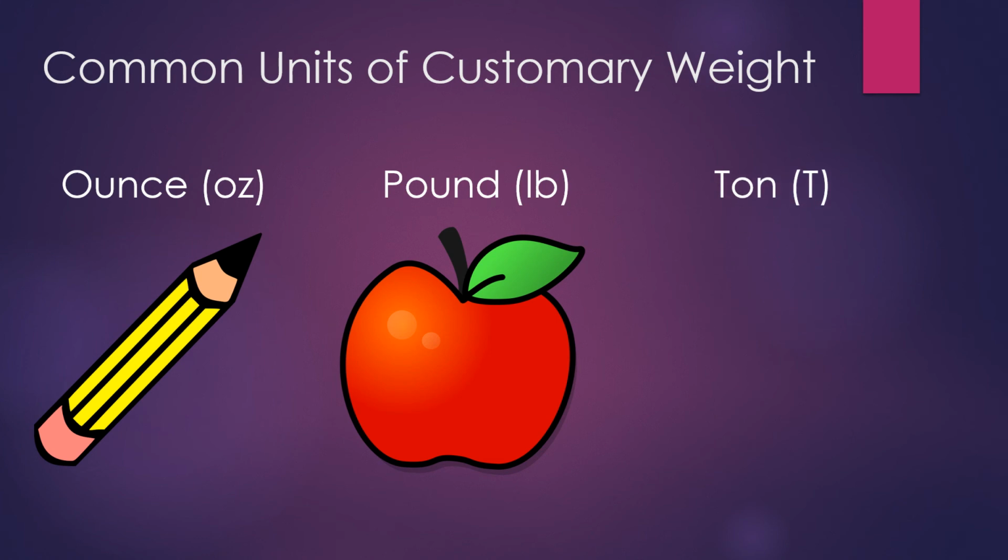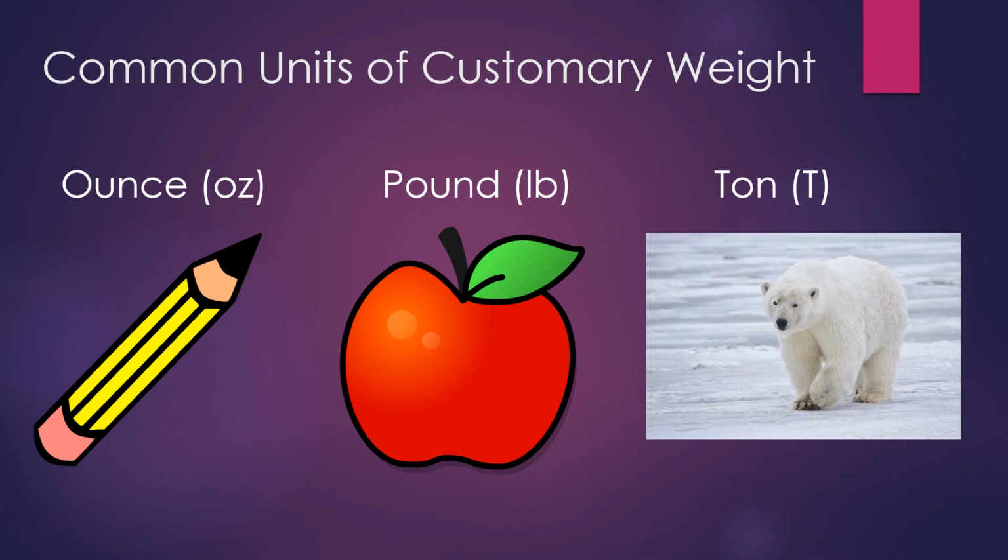Now sometimes we joke around and say, oh, this weighs a ton, but did you know that it's actually a math measurement? 1 ton is about the same weight as an adult polar bear. Now, I don't know if you've ever seen an adult polar bear, but they're pretty big. Let's find out how much each of these weigh.